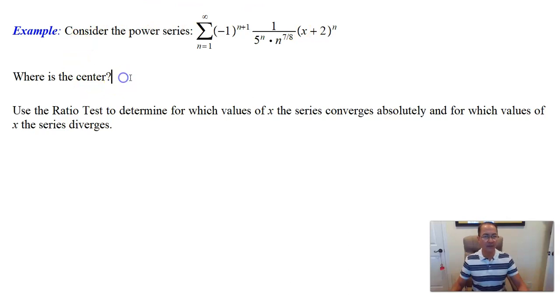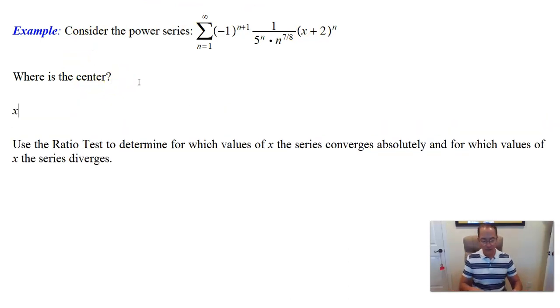Where is the center? How do we find the center? You look for the x minus a. Is there an x minus a here? Yes, there's an x. In fact, x only appears once, right there. It is x plus 2, but we have to write it as a minus. How can we write plus 2 as a minus something? Of course, x minus negative 2. Therefore, the center of our series is negative 2.